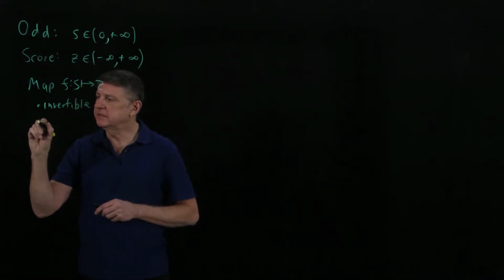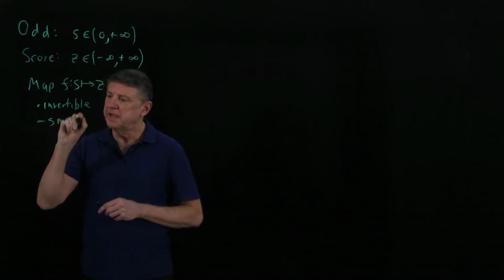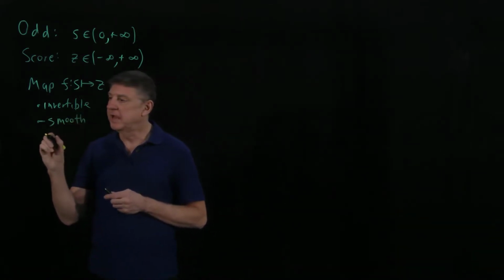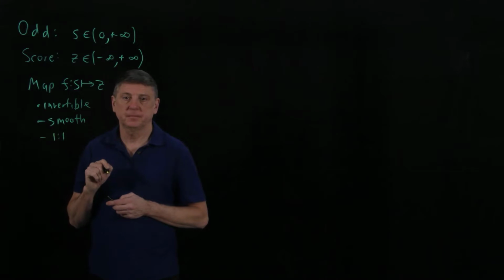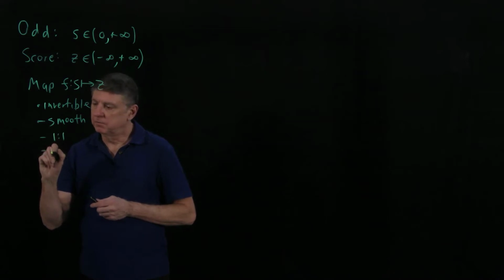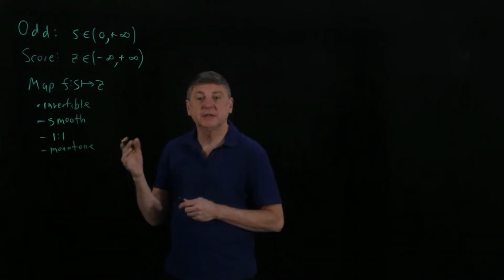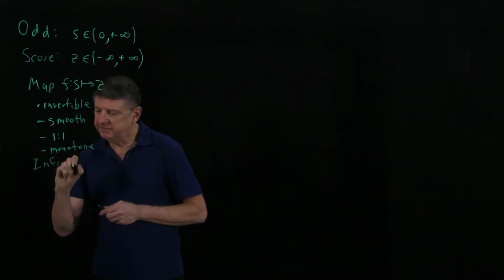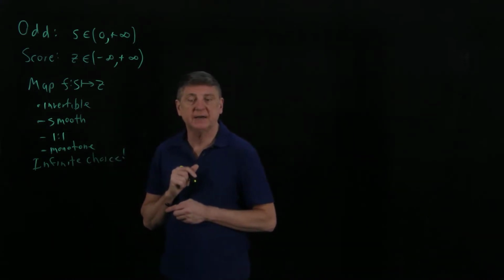So that means that it has to be smooth, and that means continuous, differentiable, and all the other things that go along with being smooth. And then it also has to be 1-to-1. And then for it to be invertible, it also has to be monotone. So it has to be, in some sense, strictly increasing. So an infinite choice occurs. Let's put an exclamation because we don't usually get that, right?